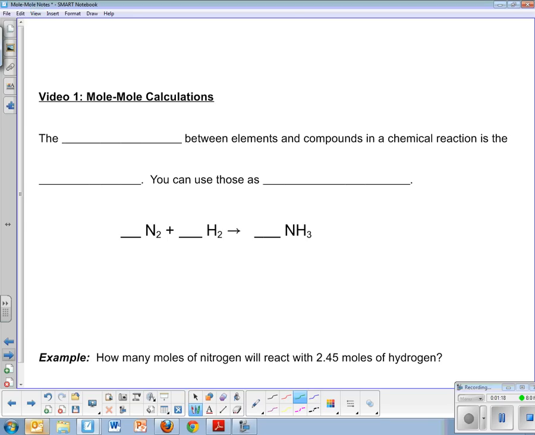The relationship between elements and compounds in a chemical reaction are the coefficients. We learned how to determine these last chapter when we were balancing. So now let's talk about what those mean. They are a relationship, and we can use those as conversion factors.